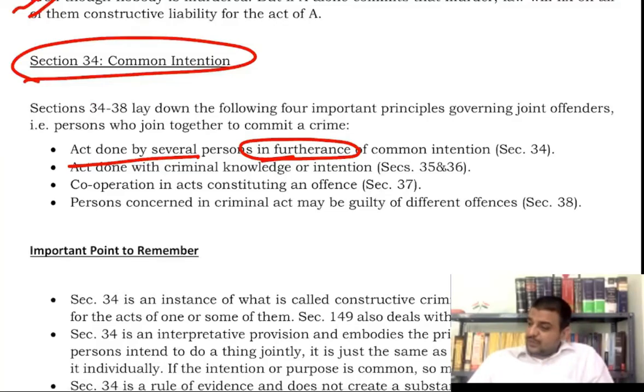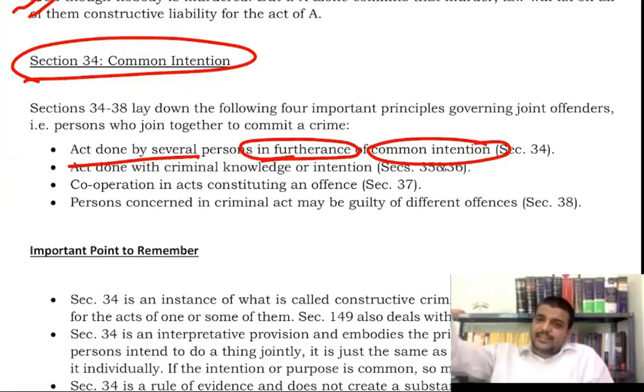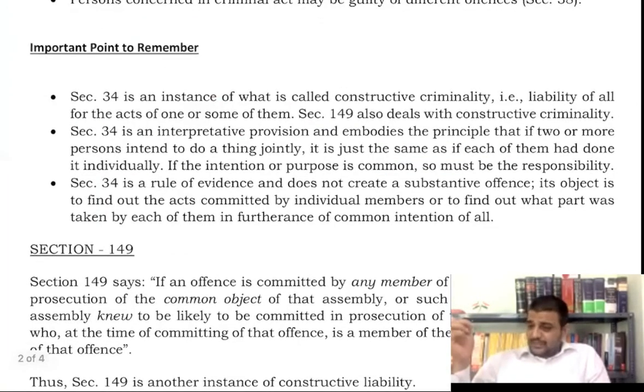Suppose you formed a common intention, and the first act you did was with the aim that you want that common intention to be achieved. That very first act is in furtherance. What is very important is that you are doing something which will enable the achieving of the common intention. That is the meaning of furtherance. So it need not be the last act. It can be the first act in furtherance of common intention. Understand that particular point. So that part has to be read in very great detail. Then, the important points I have written about Section 34 that you need to understand.